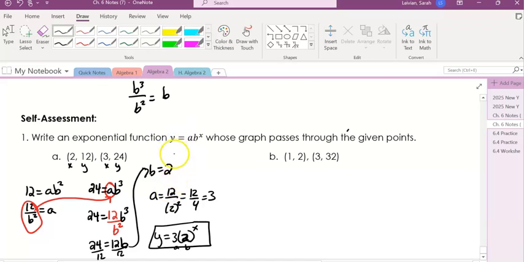Okay, go ahead and try b. I'm going to pause the video and finish it real quick. So pause the video and try b. It's the same stuff. I'd say this is the harder part of what we're doing today.